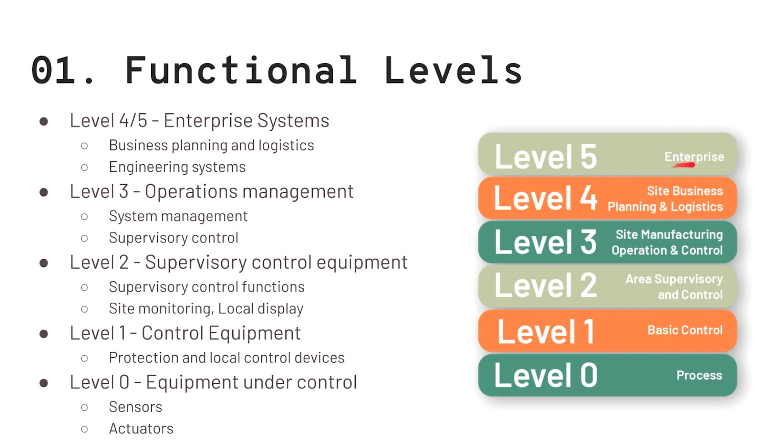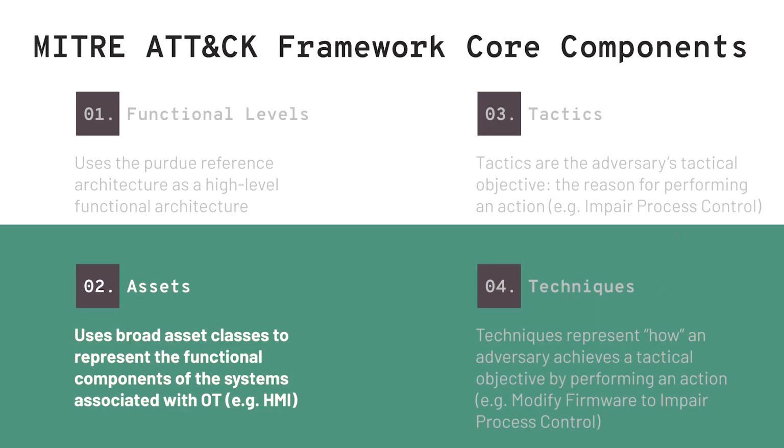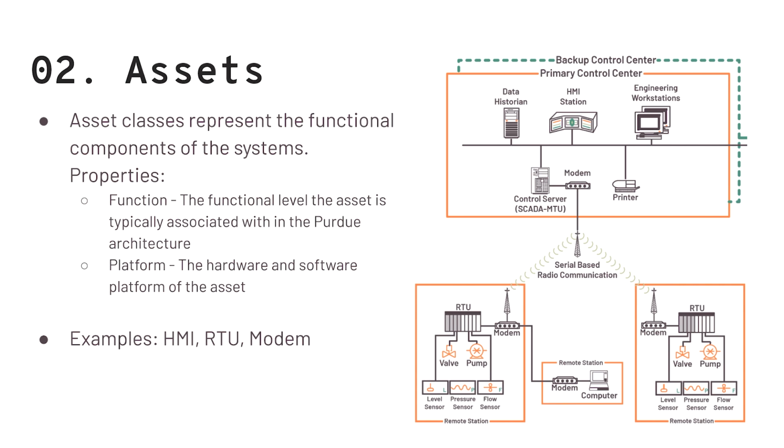So in here you would see regular computers, and this is level 3, and between level 3 and level 4 you connect to your control environment. And it's important to have the functional levels because the second component, assets, we need to understand the asset classes per functional level.